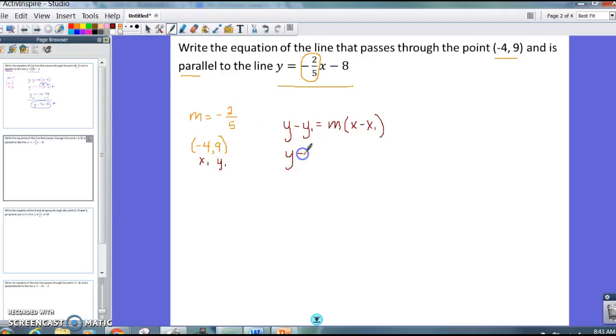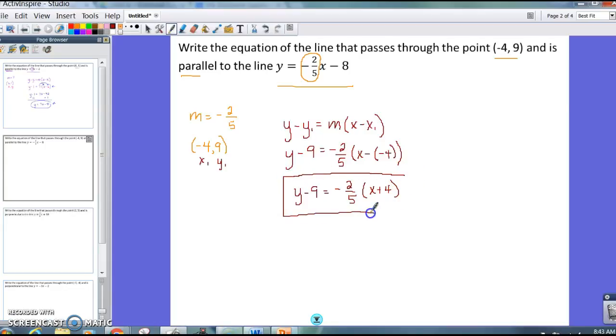So I have y - 9 = -2/5 times (x minus, now watch closely, I have -4 for x) so I have x minus negative 4. And a negative times a negative is a positive. So I would write that as y - 9 = -2/5(x + 4). And again, you can leave it like this unless they tell you otherwise, or unless they give you multiple choice options that are in the form of y equals, then you would just have to solve this. But otherwise, you can leave it as is.